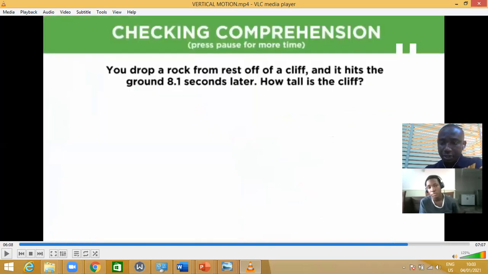Okay, this is a question I want you to try. You dropped a rock from the top of a cliff and it hits the ground 8.1 seconds later. How tall is the cliff?